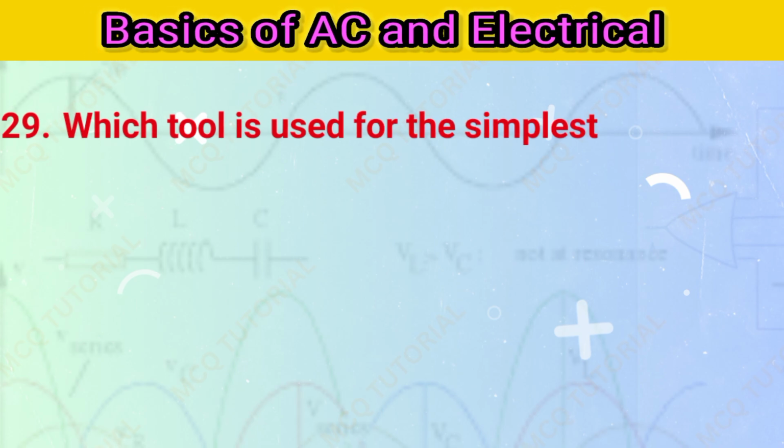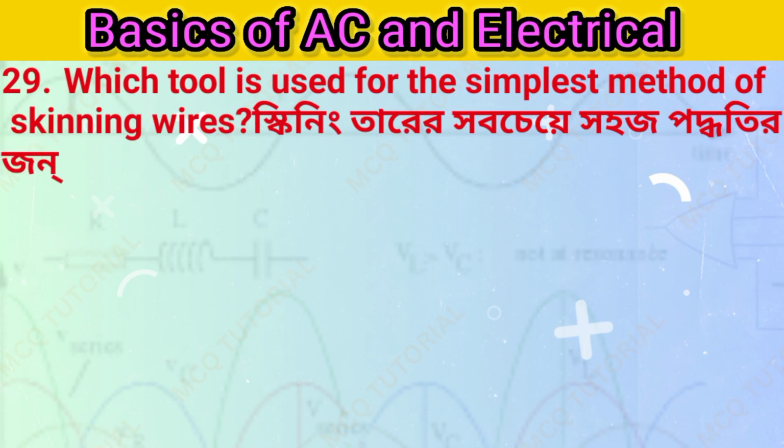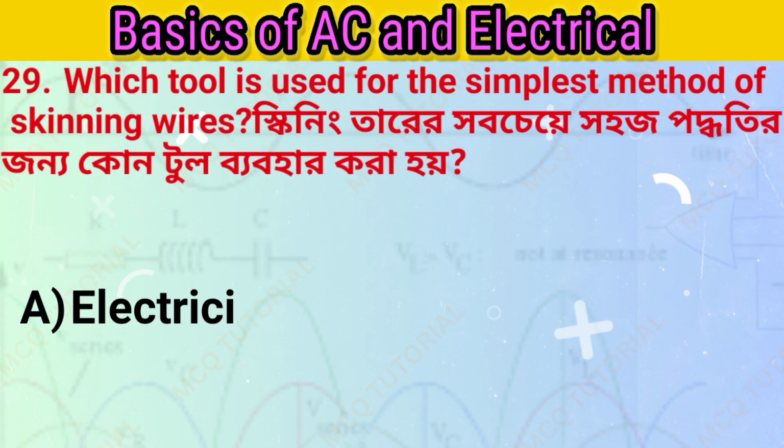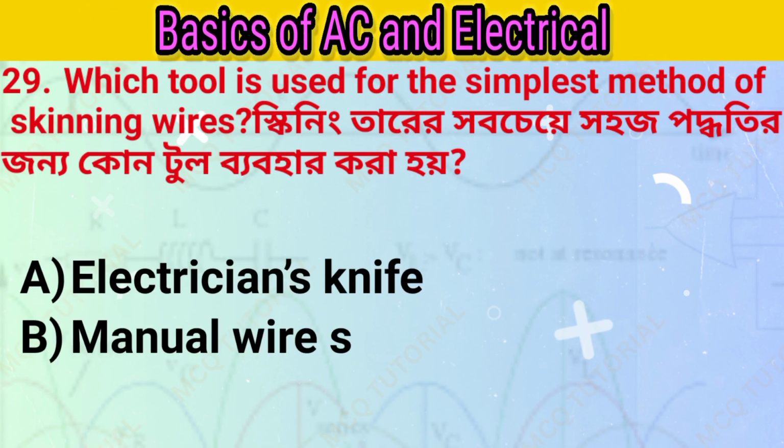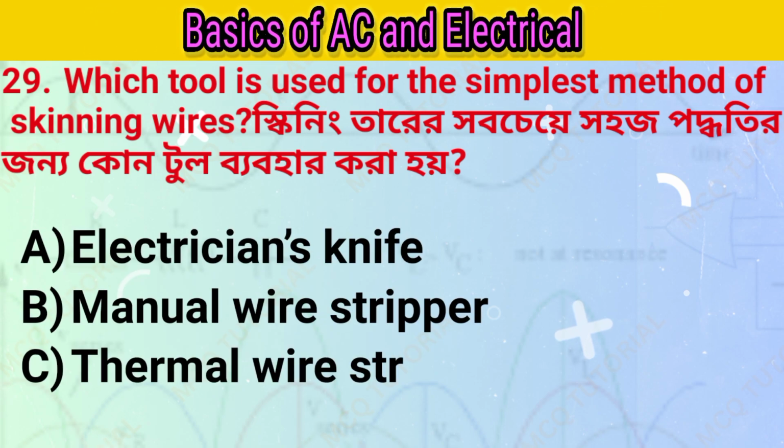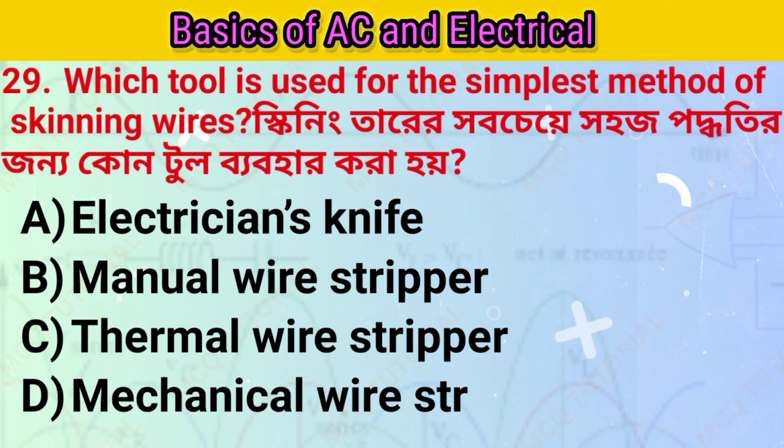Question 29. Which tool is used for the simplest method of skinning wire? Option A electrician's knife, option B manual wire stripper, option C thermal wire stripper, option D mechanical wire stripper.